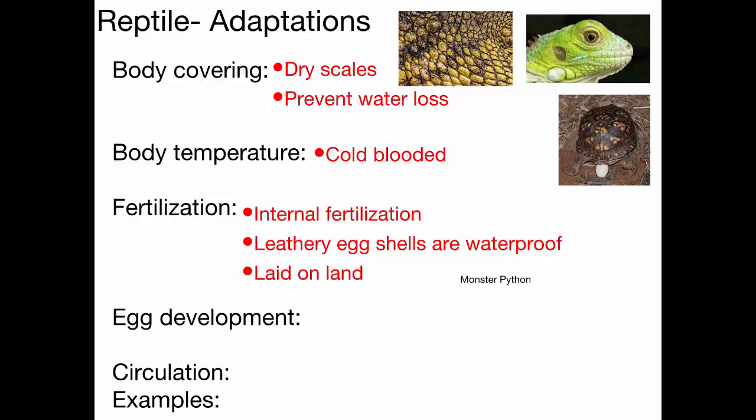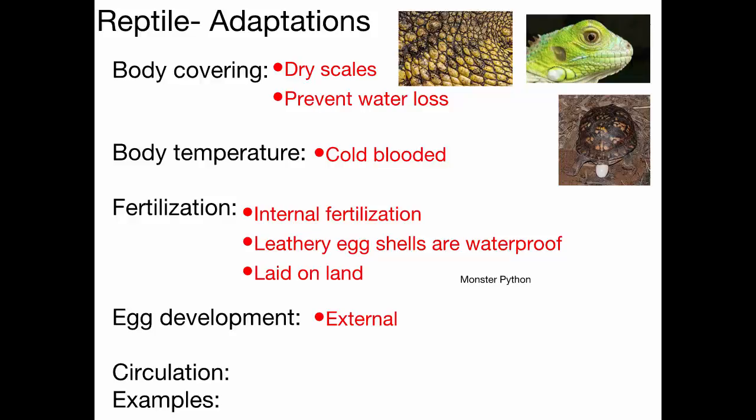Okay. So the eggs are usually laid on land. And then the embryo develops inside of the egg. So we call that external development. Again, it's not developing inside of the female, it's developing in that egg somewhere outside of the body. There you see a turtle in the process of laying one of those.